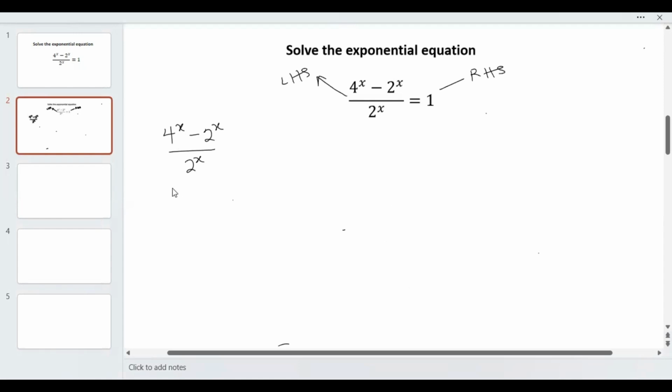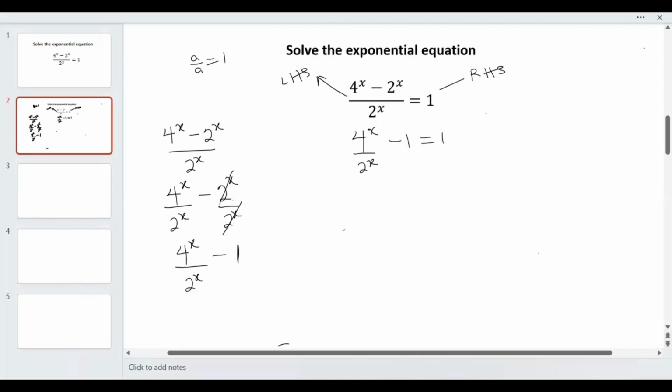By that, I mean you do 4 to the power of x over 2 to the power of x minus 2 to the power of x over 2 to the power of x. Now, this can be simplified further in such a way that I have this cancel this, and I'm left with 4 to the power of x over 2 to the power of x minus 1. So it's more like saying a divided by a. That gives us 1. So I can say, therefore, 4 to the power of x over 2 to the power of x minus 1 equals 1.